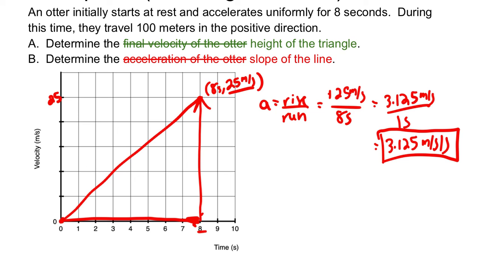All right, so this is how you would solve uniform acceleration problems on a velocity graph with no kinematic equations, just using the definition of slope and area for a velocity graph. Hope this was helpful, and I'll see you in class.